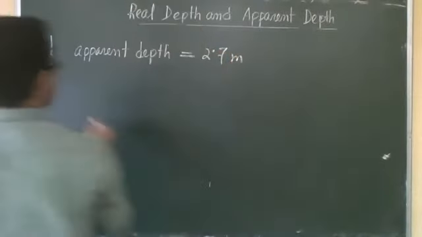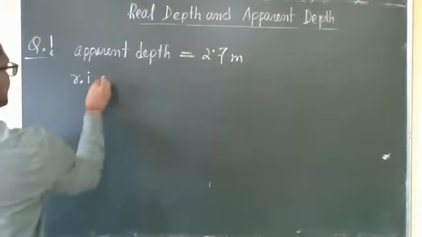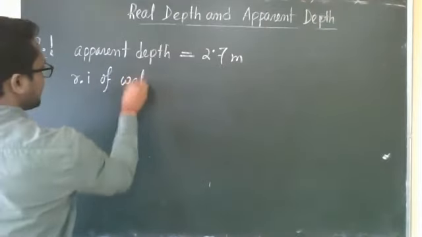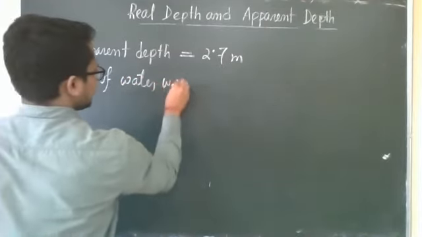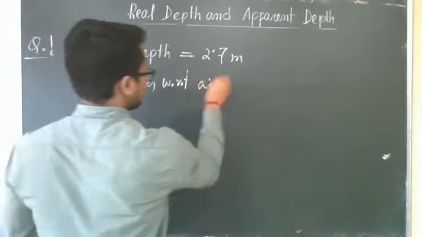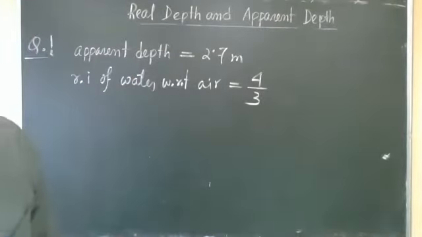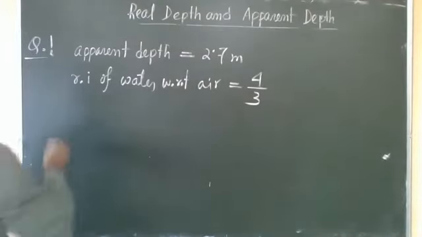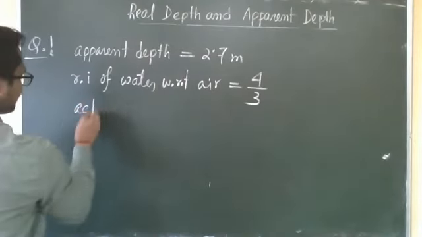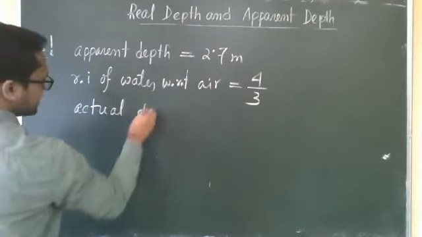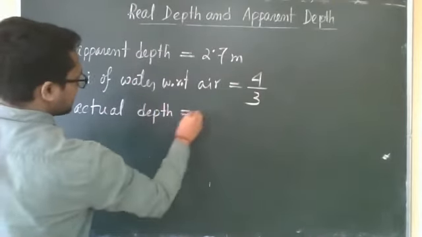2.7 meter. And the refractive index is given. Refractive index of water with respect to air equals 4/3. You are asked to find the actual depth of the pond. So actual depth, or real depth.